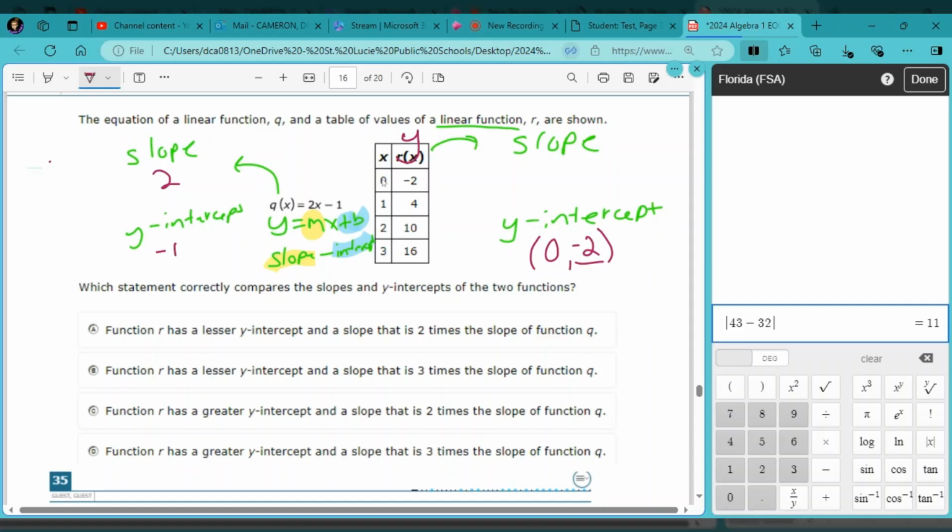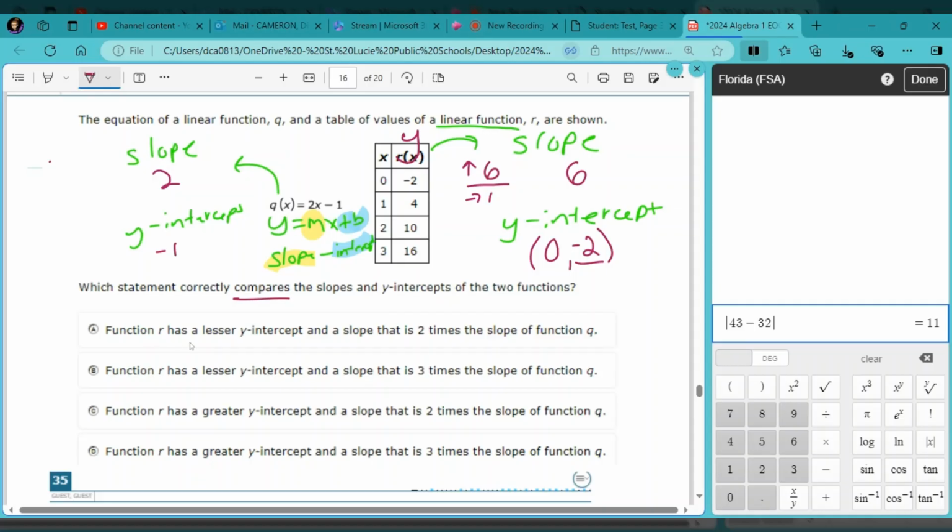And then what is the slope? As x goes to the right by 1, your slope is going up from -2 to 4, up 6. From 4 to 10, up 6. From 10 to 16, up 6. So our slope, 6 divided by 1, is 6. Now we can see which one compares the slopes and y-intercepts correctly.